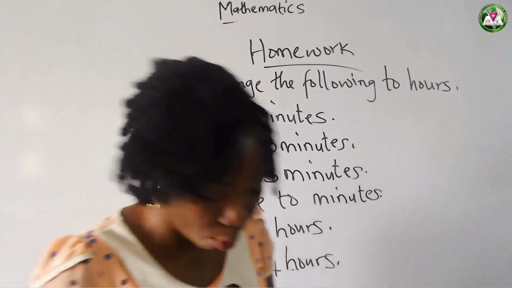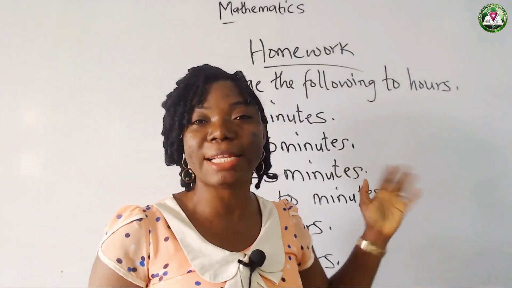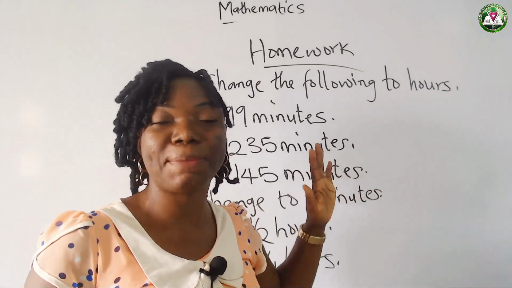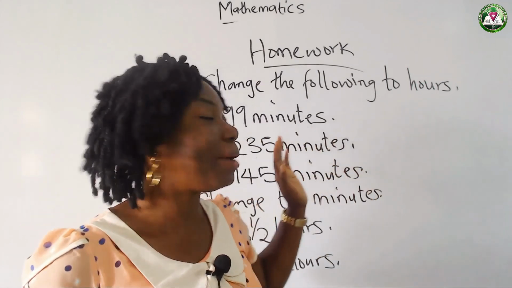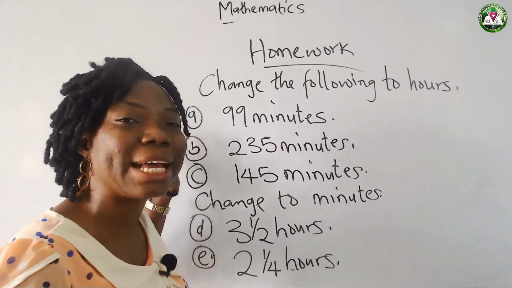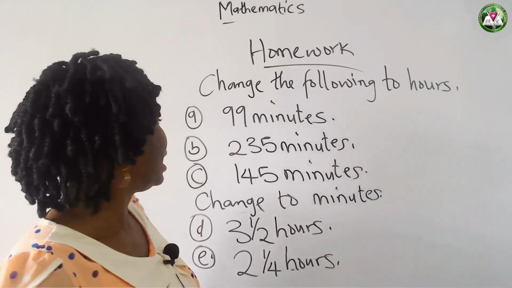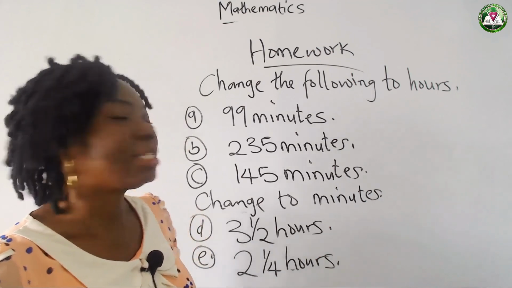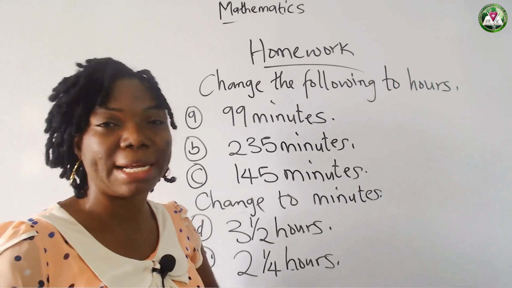Now, this is your homework. The first part of it, A to C, you are to change to hours and minutes, okay? There will be some minutes left, so the answer is expected to be in hours and minutes. Now, we will have number 1. A is, you are to change 99 minutes to hours and minutes. B is 235 minutes. C is 145 minutes. You have to change them to hours and minutes, okay?